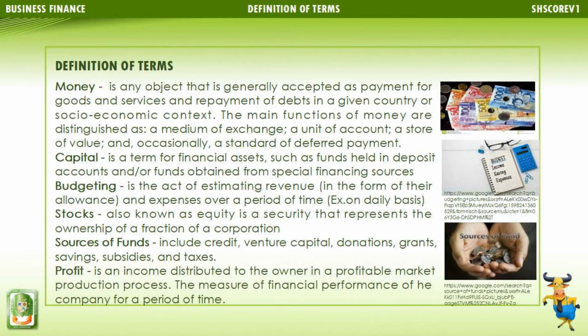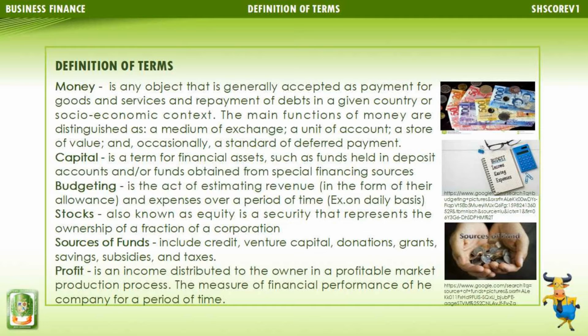Definition of terms. Money. Money is any object that is generally accepted as payment for goods and services and repayment of debts in a given country or socio-economic context. The main functions of money are distinguished as a medium of exchange, a unit of account, a store of value, and occasionally a standard of deferred payment. Capital is a term for financial assets, such as funds held in deposit accounts and or funds obtained from special financing sources.